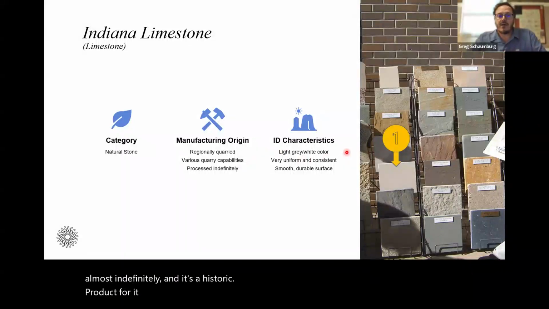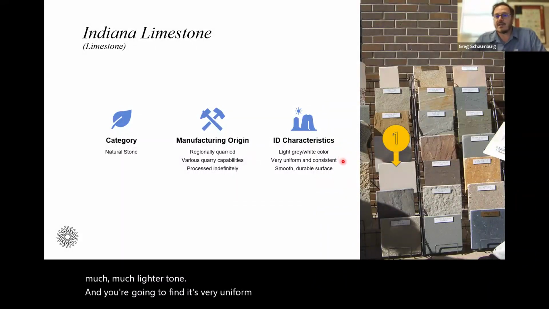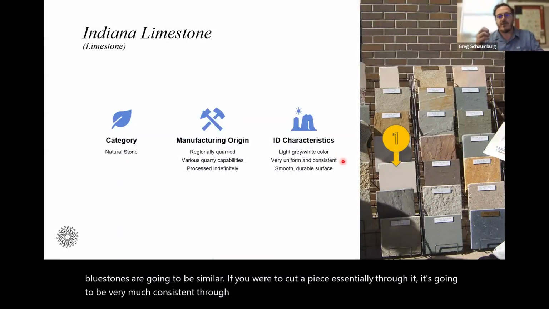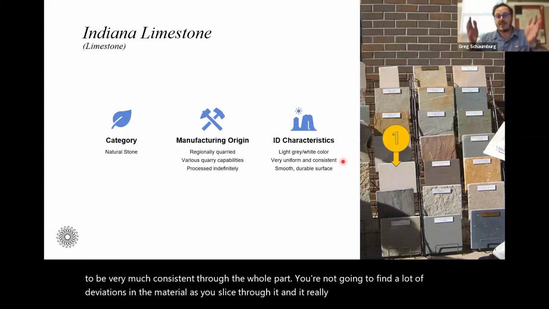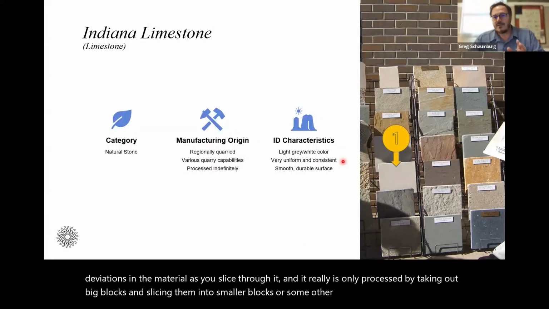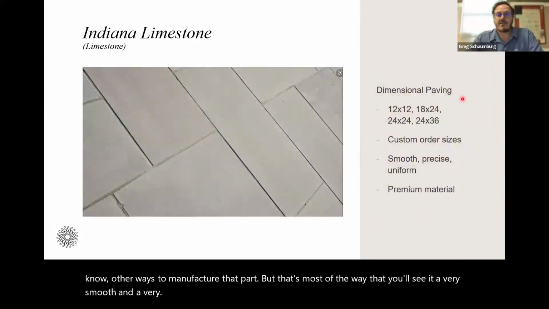From an ID standpoint, it's light gray and white in color. So you're going to find a much lighter tone, and it's very uniform and very consistent, whereas sandstones and bluestones are going to be similar. If you were to cut a piece through it, it's going to be very consistent through the whole part. You're not going to find a lot of deviations in the material as you slice through it. It's really only processed by taking out big blocks and slicing them into smaller blocks or other parts. There are other ways to manufacture that part, but that's most of the way that you'll see it. A very smooth and very durable surface as you go through it.